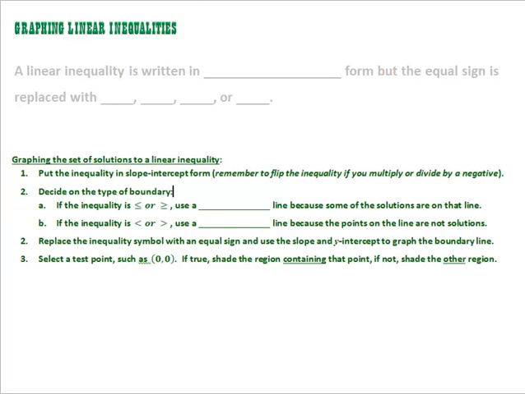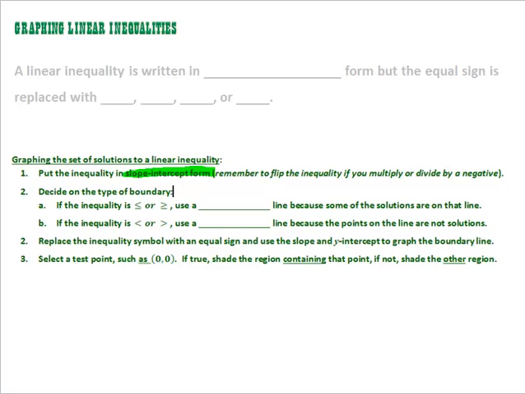If we would like to graph the set of solutions to a linear inequality, there are basically 4 steps, and we've got them misnumbered here. It says 1, 2, 2, and 3, but it's really 1, 2, 3, and 4. The first step is to put the inequality in slope-intercept form, which is y equals mx plus b.